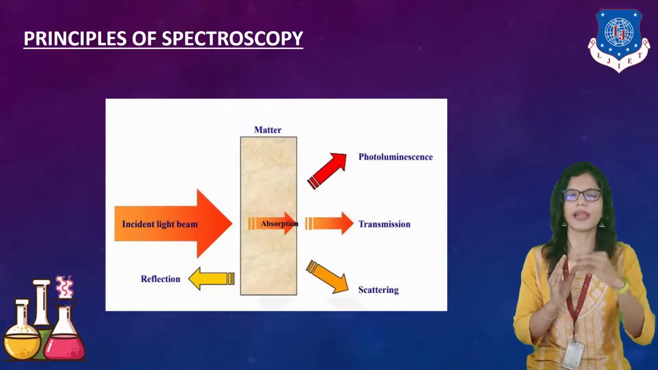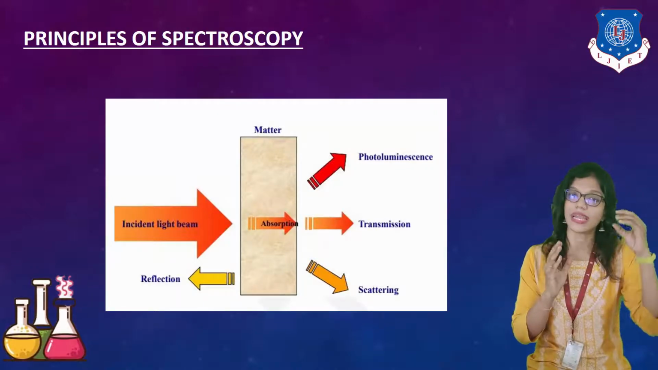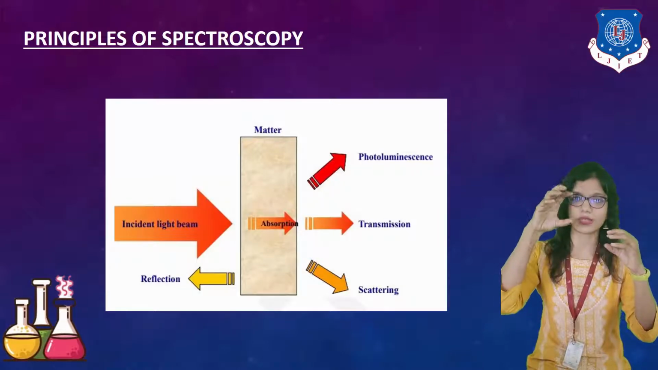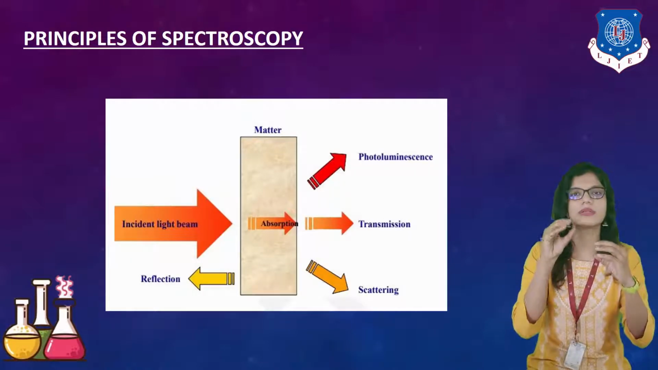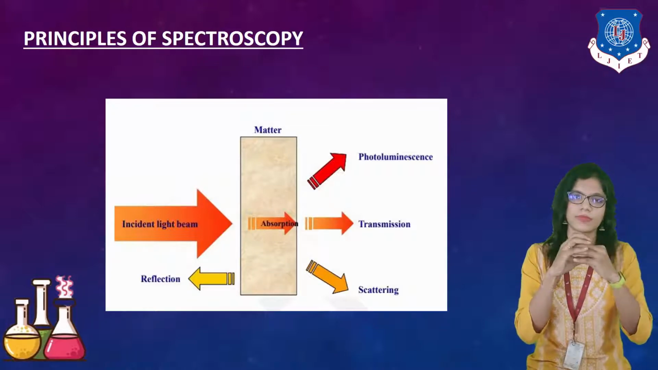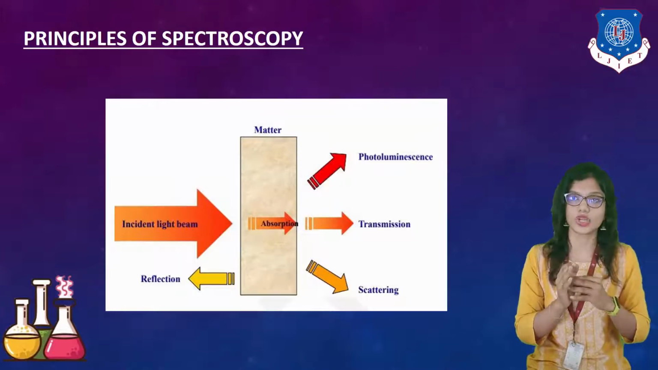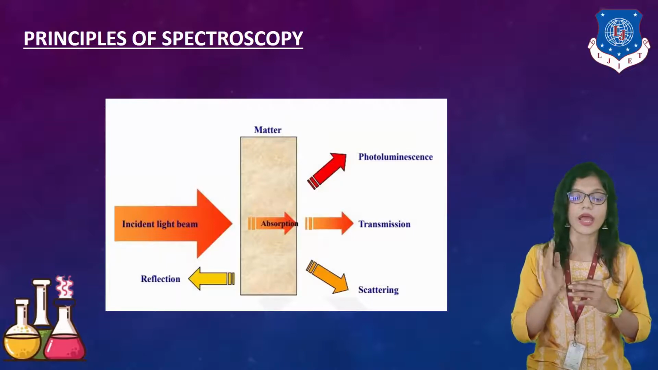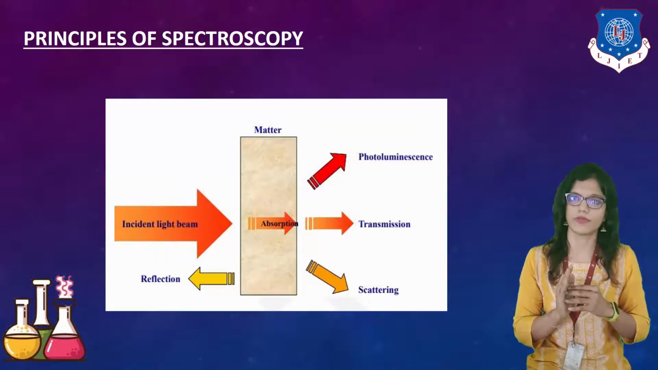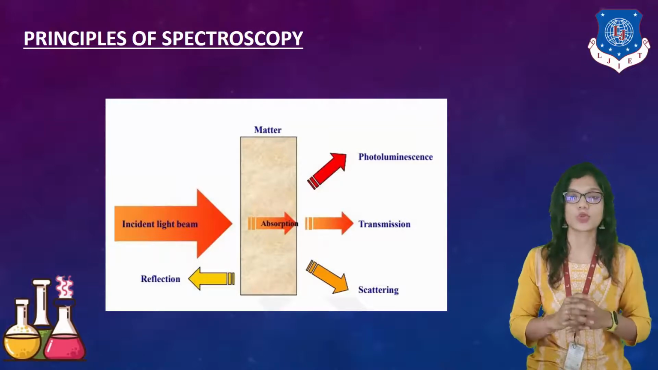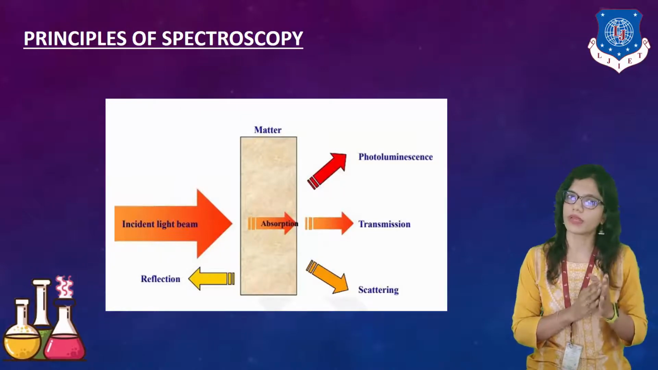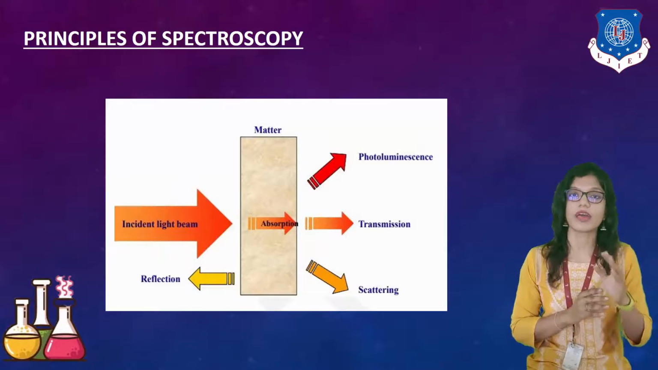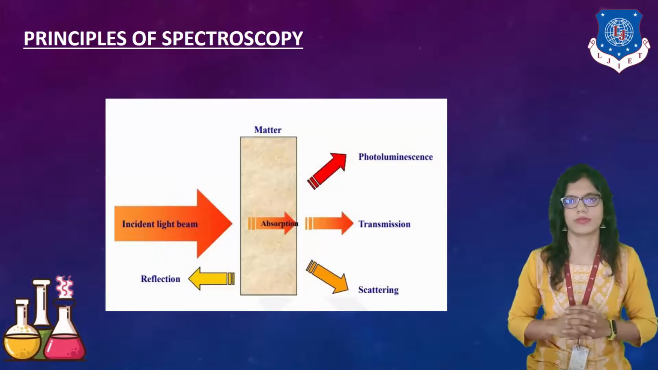So when it gets imparted on it, that light and the substance, the molecules of matter or the atoms present in the matter, will react with each other. The interaction will occur between them. So what will happen? Either absorption, photoluminescence, transmission, or scattering will be observed. Even reflection can also be observed in such cases, right? So depending upon the phenomenon, we will classify our spectroscopic methods.